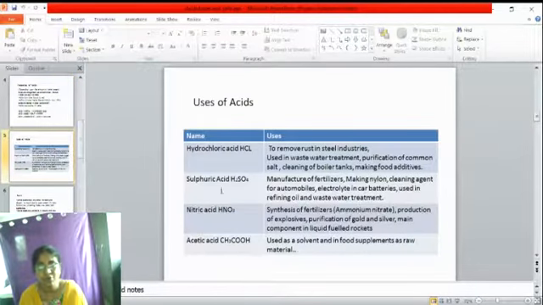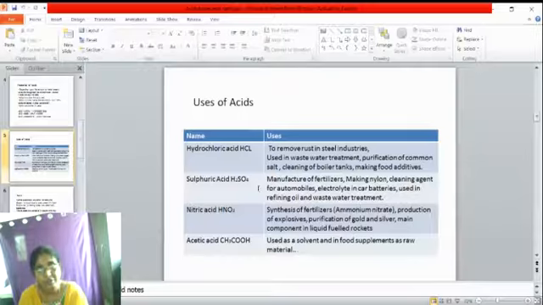Now, after that, we move on. What is the use of these acids in our daily life? Why is it that we prepare all these mineral acids in the laboratory? These are some of the uses of the acids, especially hydrochloric acid. It is useful to remove rust in steel industries. Then it is used in several ways: wastewater treatment, purification of common salt, cleaning of boiler tanks, making food additives. So, these are some of the uses of hydrochloric acid.